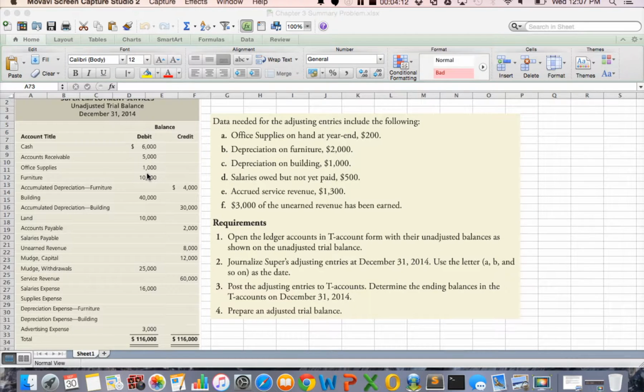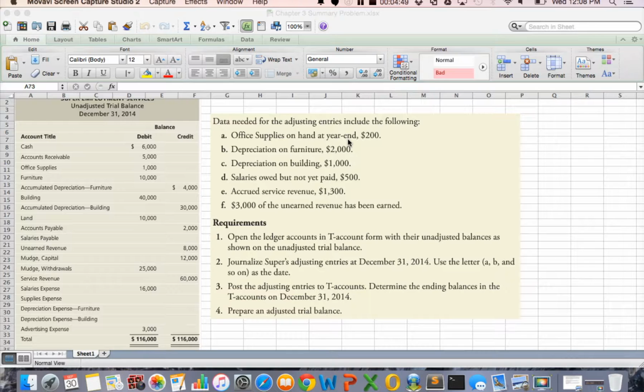And at the end of the period, I actually only have $200 left worth of office supplies. So what type of adjusting entry would have me going from these office supplies that I had on hand before and adjusting to show that I've actually used some of this expense? Anybody have any idea which one that would be? Like I said, this is the hardest one to recognize just based on what you see here.